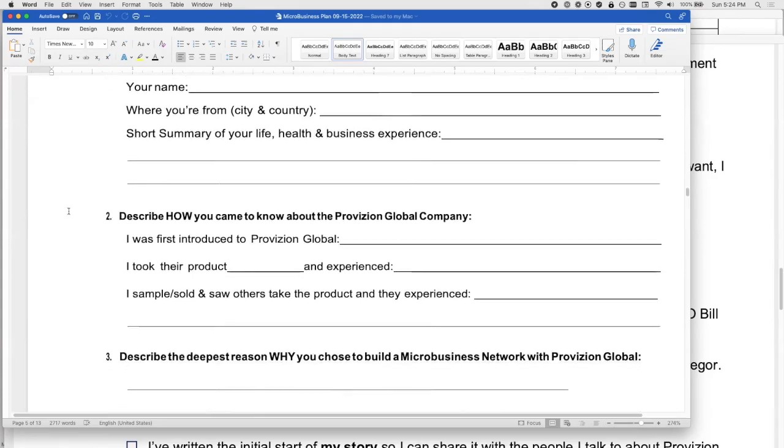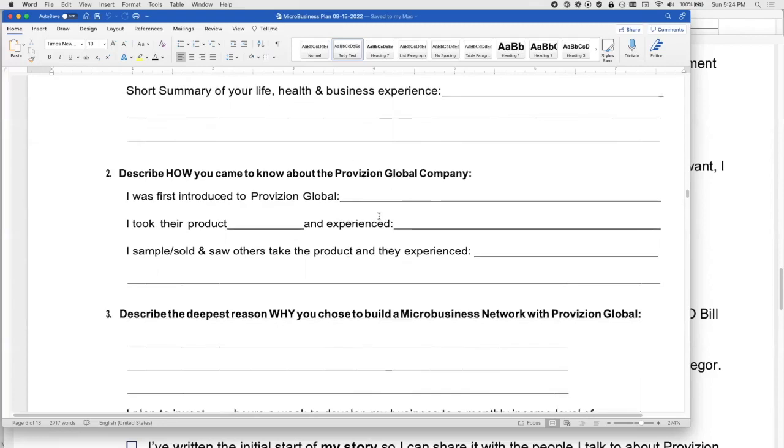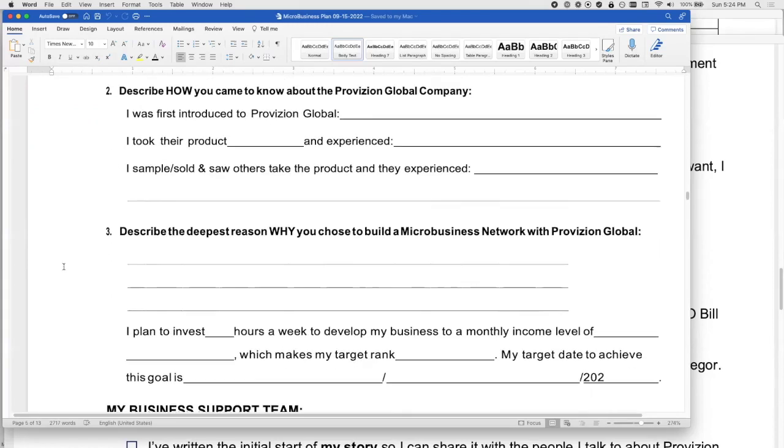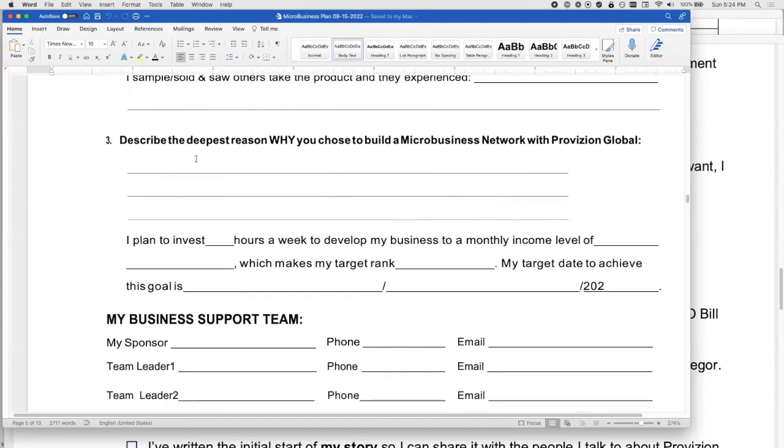Then number two is, how did you come to Provizion Global? I was introduced to Provizion Global by a friend or whatever it was. I took their product. I experienced this. I sampled and sold others' product and they experienced this and this. And if you don't have these yet, it's okay. Add them as you do. What's the deepest reason why? This is your dream that we talked about. What is the dream that you had, which makes my target rank, which of course we'll look at.